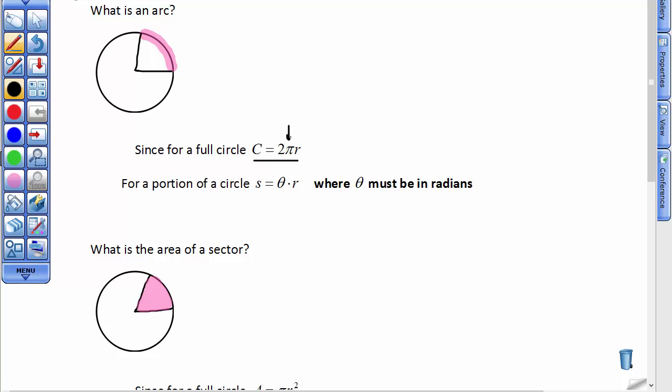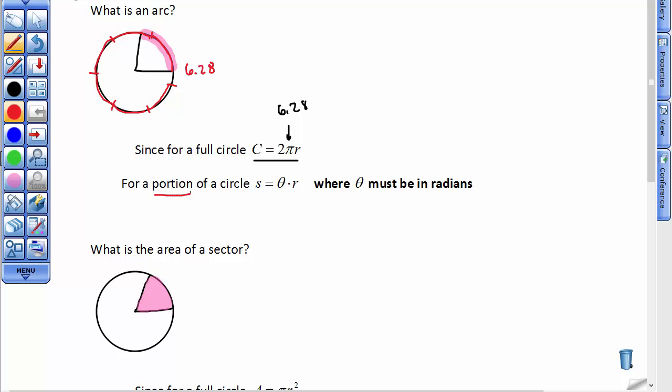That's because you can take 6.28 of the radii around the circumference. So you can take 1, 2, 3, 4, 5, 6.28 radii around the circumference of a circle. So if you take the number of radii times the radius, then you get the distance around.